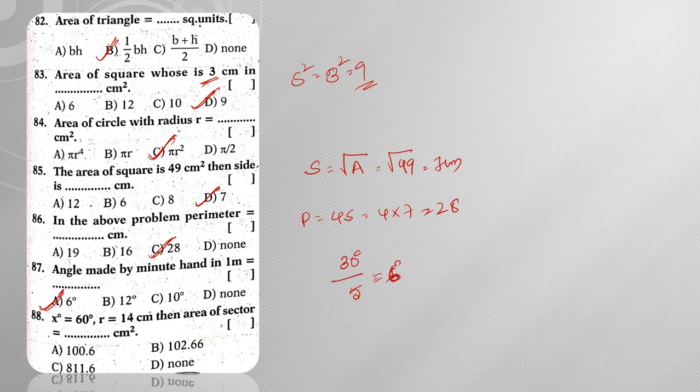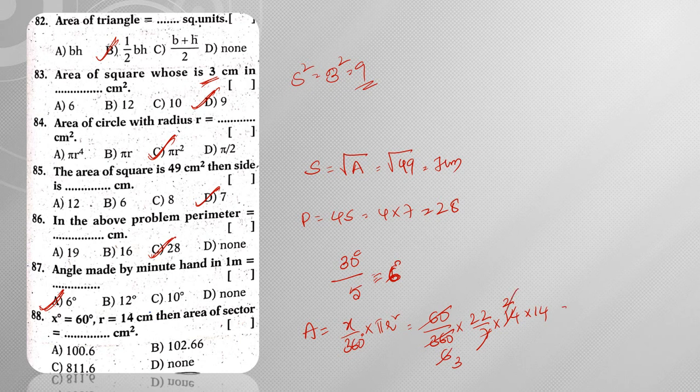Next, x degrees is equal to 60 degrees and radius is 14 centimeters. Then area of sector. So area of sector is given by x by 360 degrees into pi r square. Now substituting the values, so 60 by 360 into 22 by 7 into r square means 14 into 14. So 6 6s are 36. So 6 times it will get cancelled in the 7 table. So this goes 2 times again. So this 3 times and so 2 3s are 6.